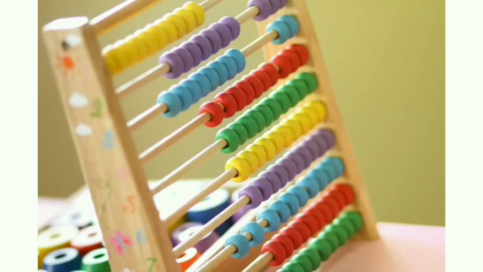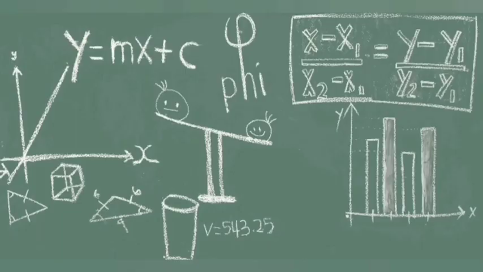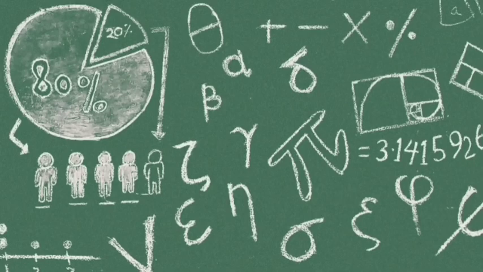Phase 1 is about addition. Addition is one of the four basic operations of arithmetic. It is taking two or more numbers and adding them together. Today, we are going to figure out this addition math. So, let's begin.